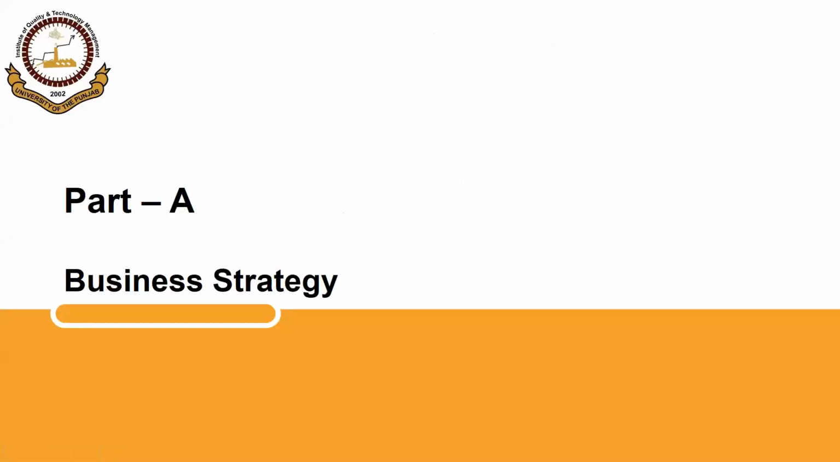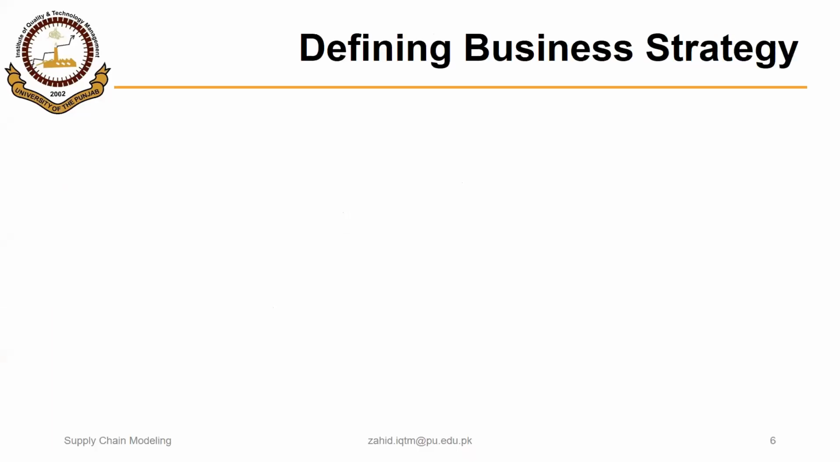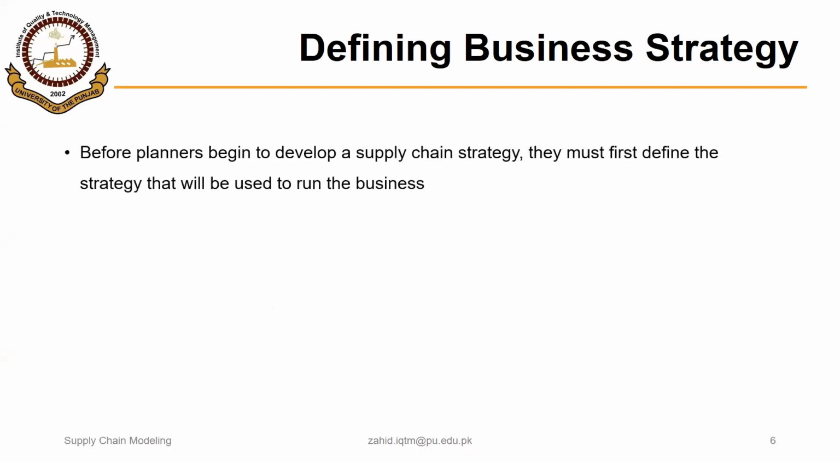So this lecture is further divided into 3 parts, part A, B and C. And in part A, we will discuss what is a business strategy and how it is formulated. Before planners begin to develop a supply chain strategy, they must first define the strategy that will be used to run the business.